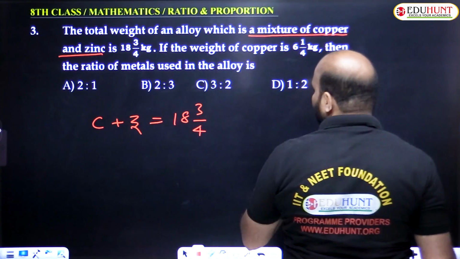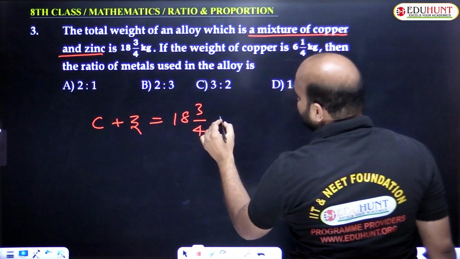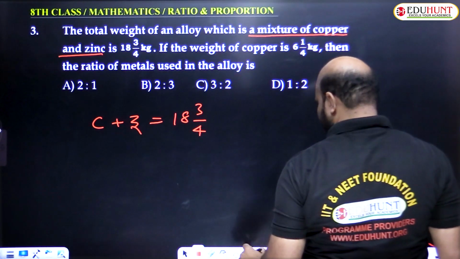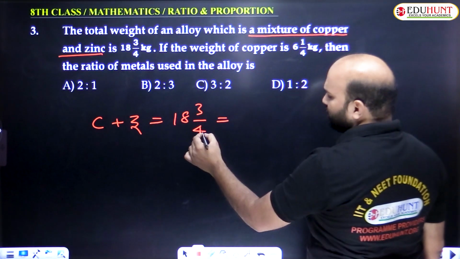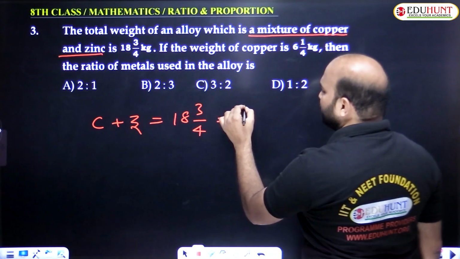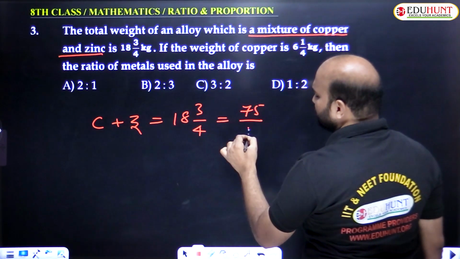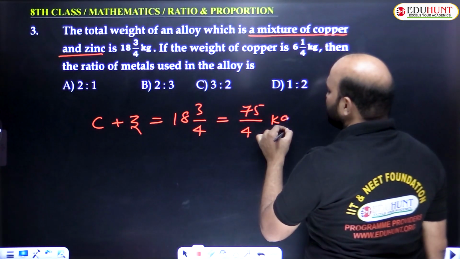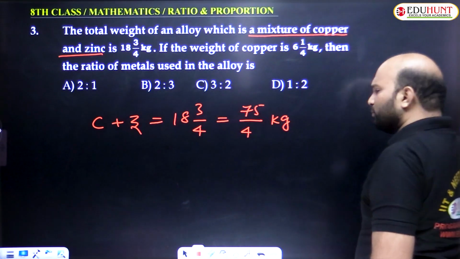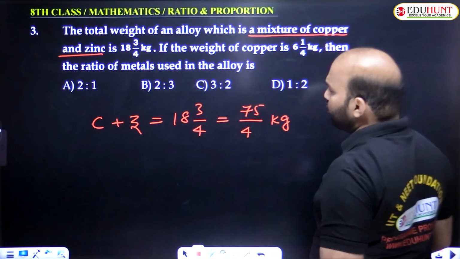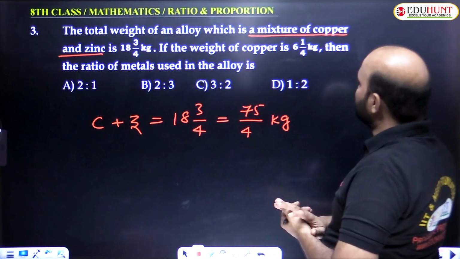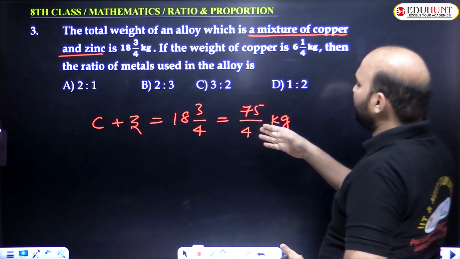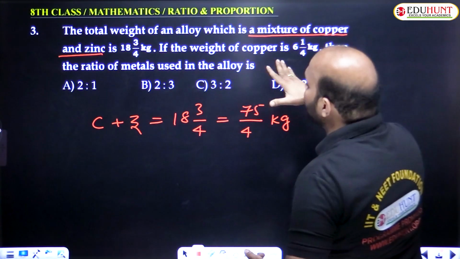18 and 3 by 4 kg, that means this is a mixed fraction. So how do we convert it into an improper fraction? 4 18s are 72 plus 3, 75 by 4. This is the original weight. So 75 by 4 kgs, copper plus zinc total. The alloy is a mixture of two components, copper and zinc. 75 by 4 kgs.